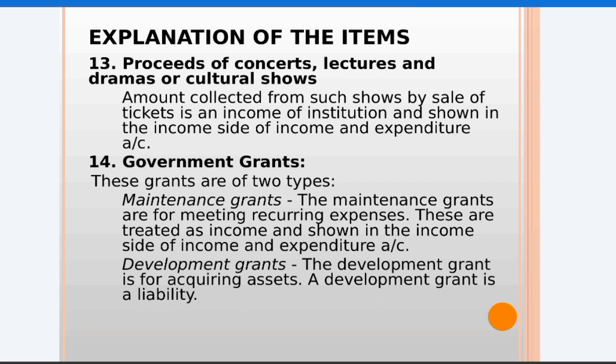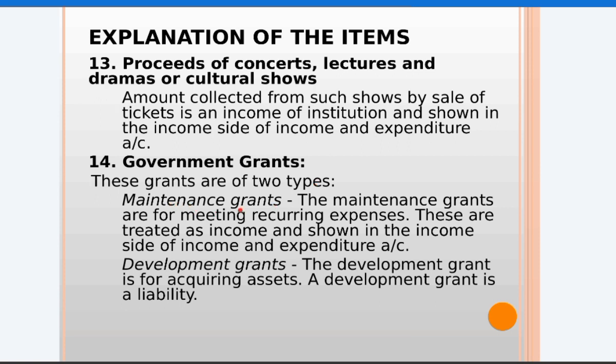And then we have other incomes like proceeds from concerts, lectures, and dramas or cultural shows. Any monies from this should be treated as income for the organization, and therefore reported in the income and expenditure account. So we have government grants. We have two types of these grants.